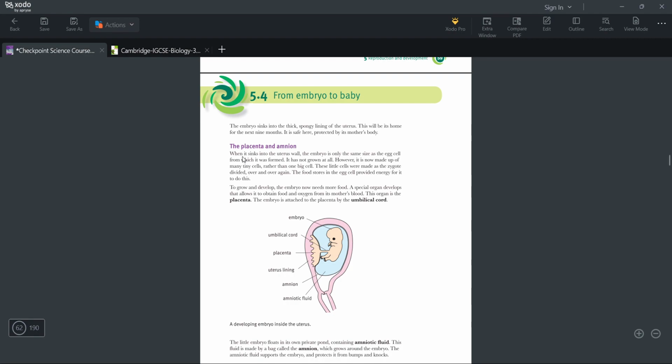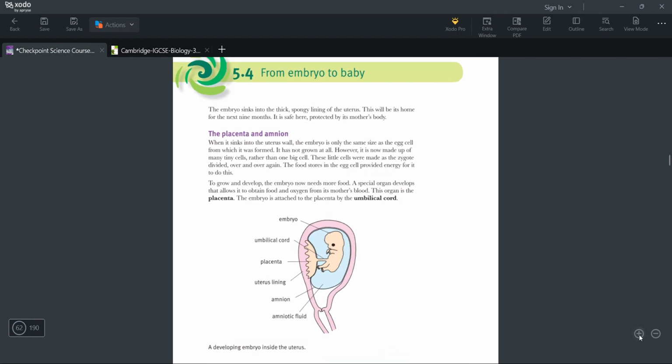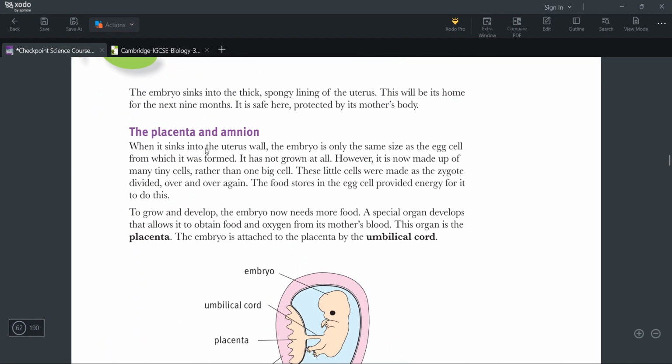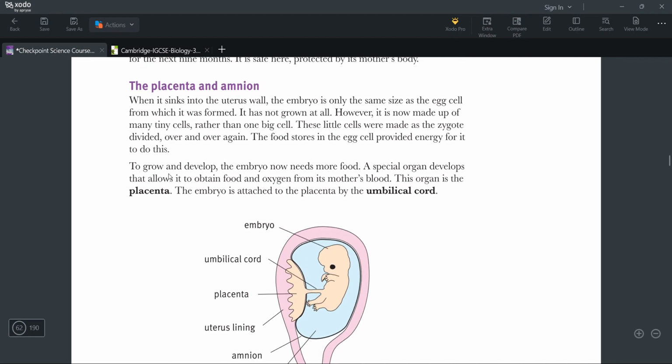So when it sinks into the uterus wall, the embryo is only the same size as the egg cell, so it hasn't really gotten any bigger, but it has divided itself a whole bunch of times within that little space. It is now made up of many tiny cells rather than one big cell. These little cells were made as the zygote divided over and over again. The food stored in the cells provides the energy for them to do this.